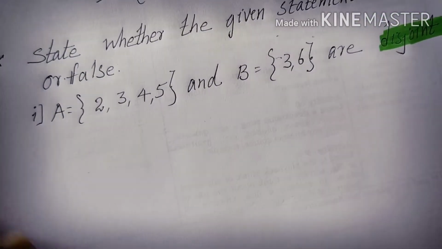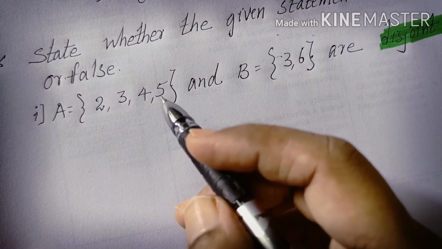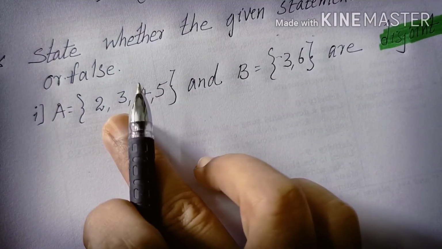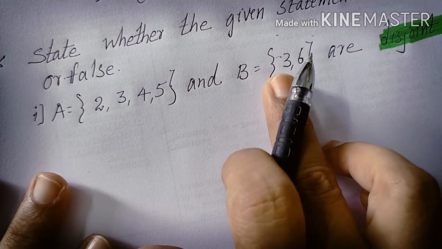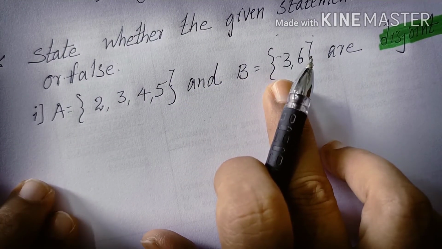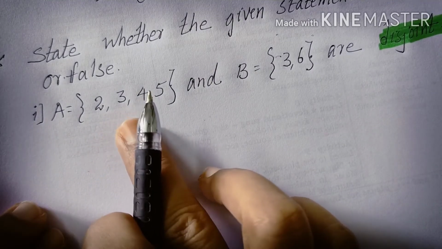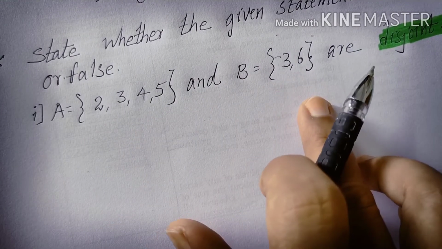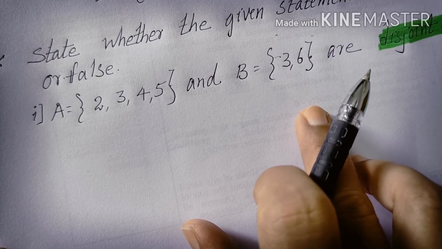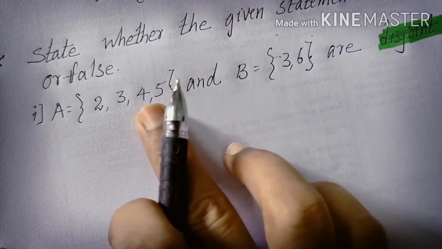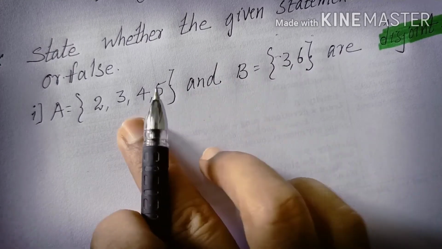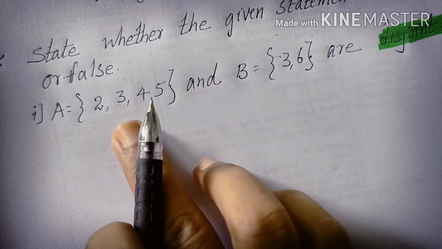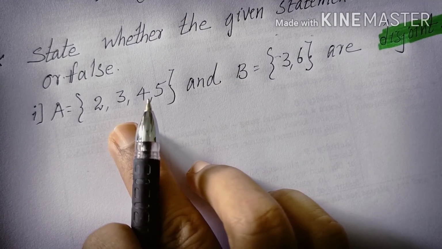So, what is a disjoint set? If the intersection of the two sets, meaning the intersection of this one and this one, here sets A and B are given, is a null set, then they are disjoint sets. Let us see whether the intersection of A and B is a null set. Null set means no elements, an empty set. Intersection means common. Is there any element common to A and B? Yes, 3 is there. 3 is in A as well as in B.